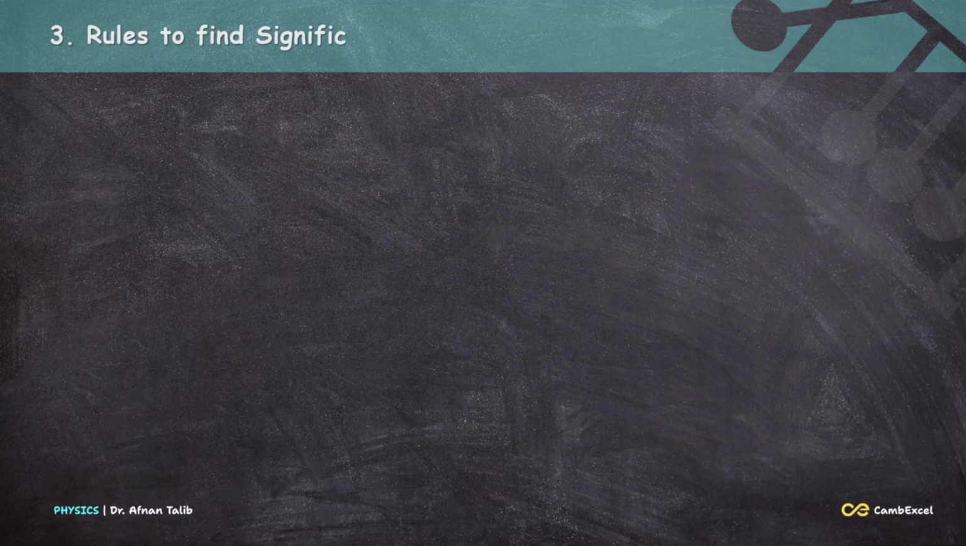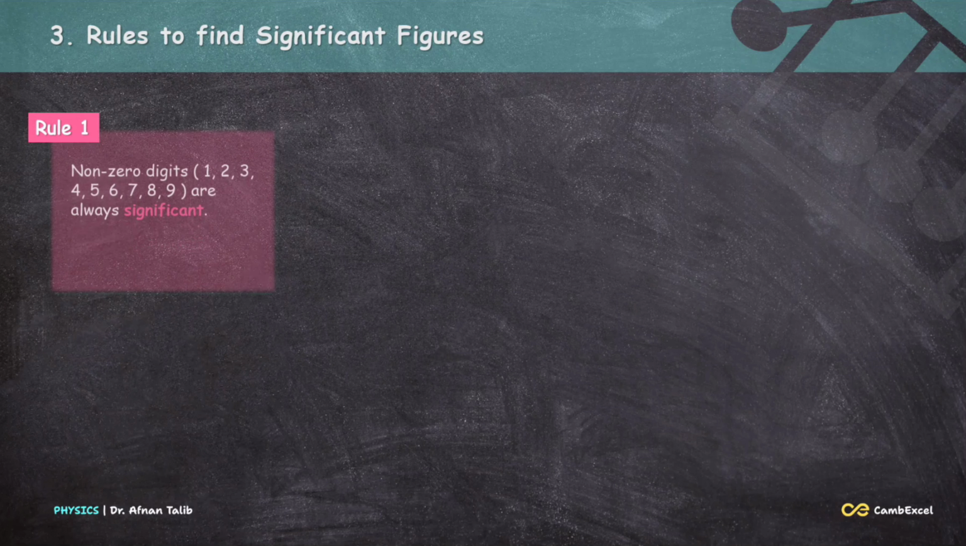So now we will be looking into the rules to find the significant figures, and without knowing them, you won't be able to find the significant figures in a measured value. There are 5 rules according to which you can easily find the number of significant figures. According to rule number 1, all the non-zero digits, that is 1 up to 9, are always considered significant.